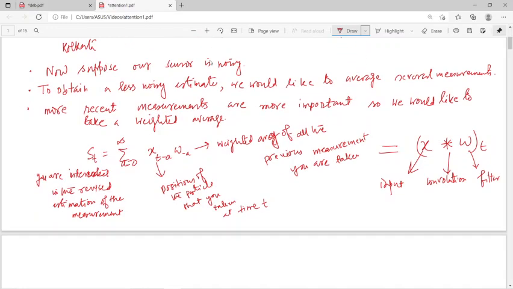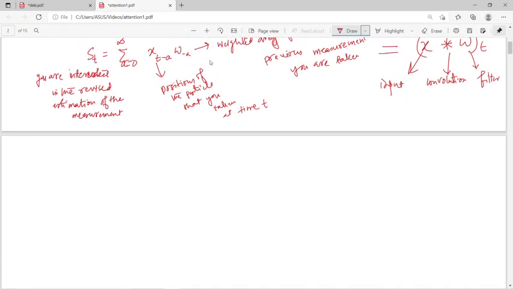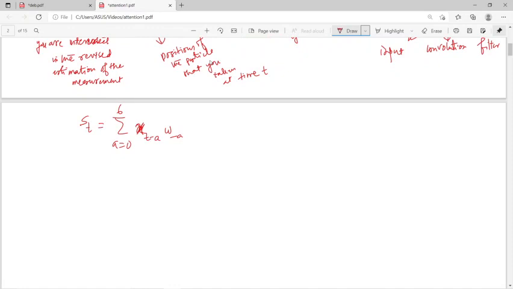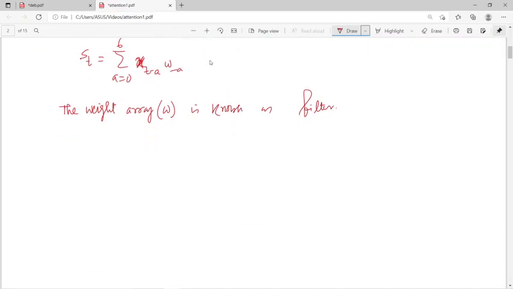So in practice, we have to sum over a small window, that is, not infinity. If we say in practice the small window is just 6 measurements, that can be written as a equals 0 to 6, and x of t minus a. And this weight vector, this weight array, is known as the filter. This is one dimensional. That is the corresponding filter for that particular purpose.